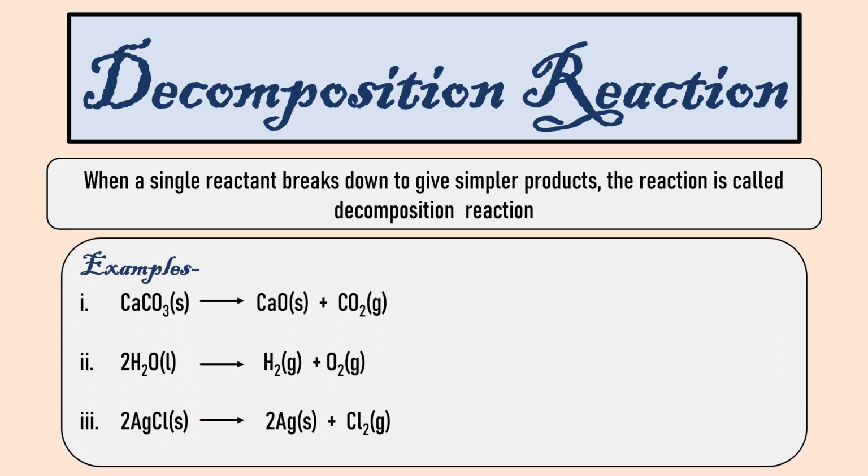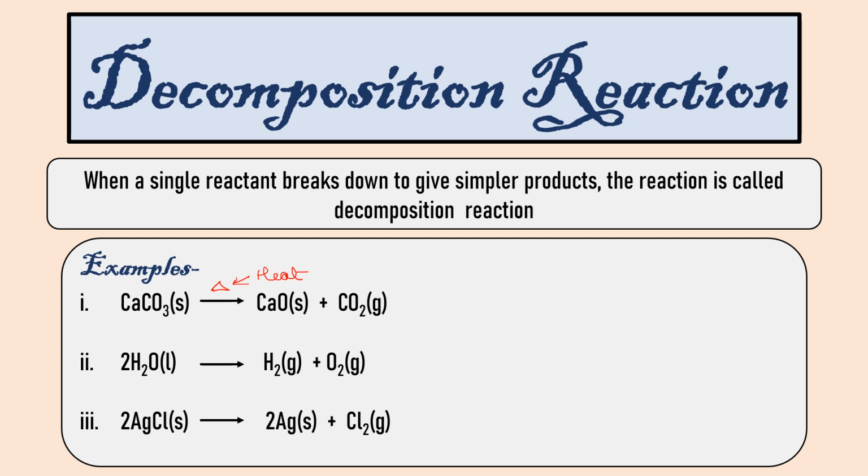The first example here is calcium carbonate breaks into calcium oxide and carbon dioxide when it is heated. So this symbol, this triangle, is of heat. Here you can write this triangle or you can just write the word heat. So calcium carbonate, when heated, we get calcium oxide and carbon dioxide gas.